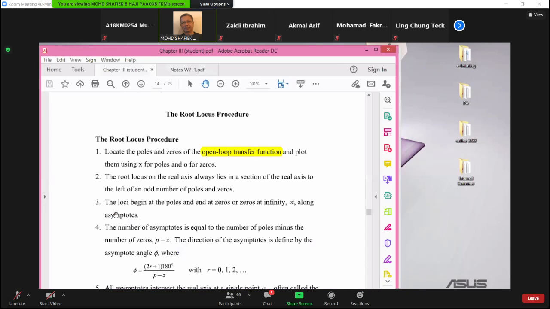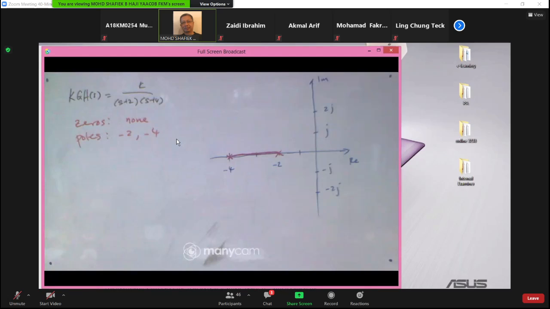The loci begin at the poles and end at zeros, or zeros at infinity, along asymptote. Since in this example we don't have any zeros, when you have two poles, you're going to have two loci, because the locus starts at the pole and finishes at zeros. But since we don't have zeros, our locus is going to end at infinity along asymptote. Somehow our locus is going to branch out and then end at infinity.